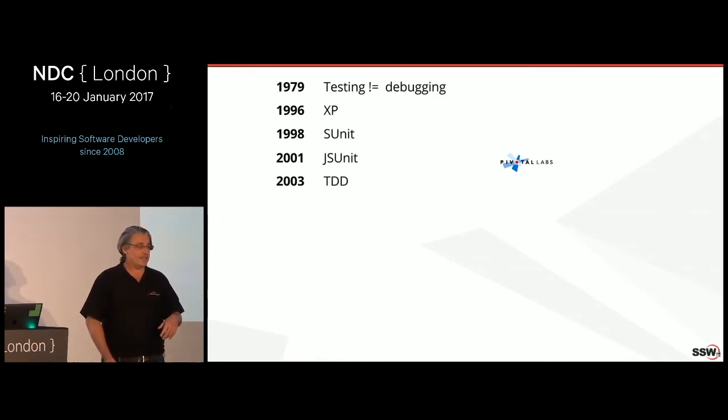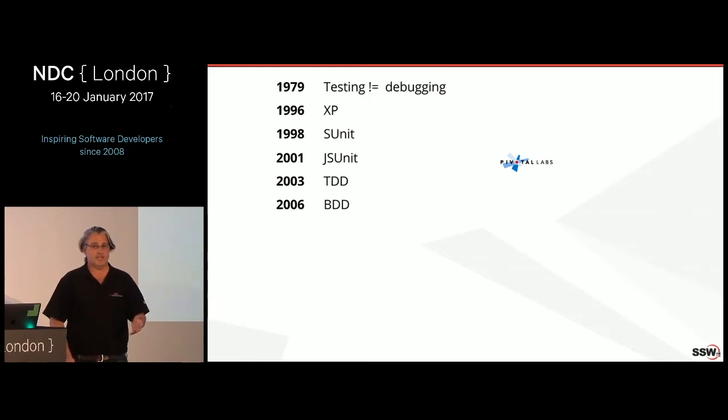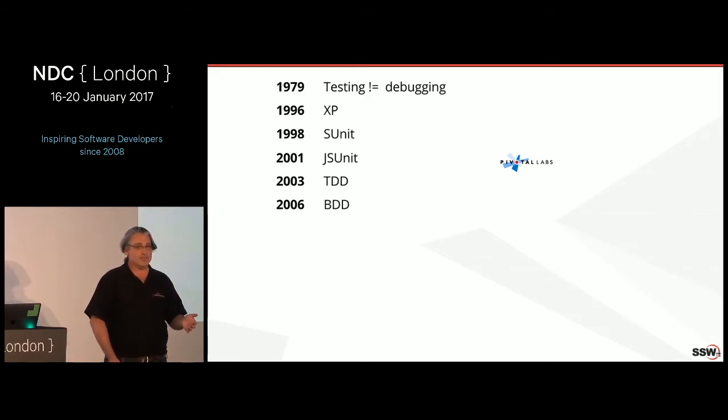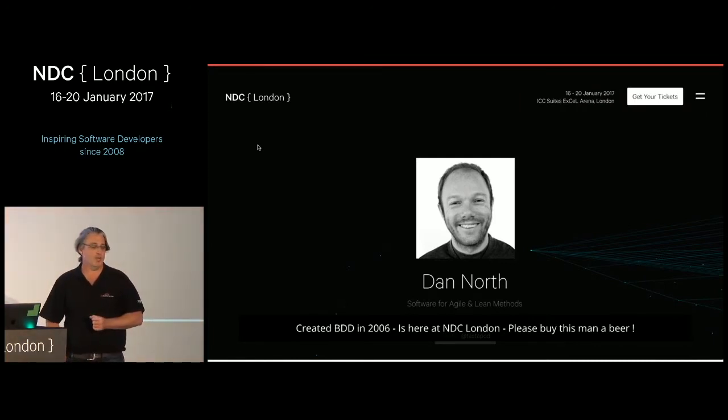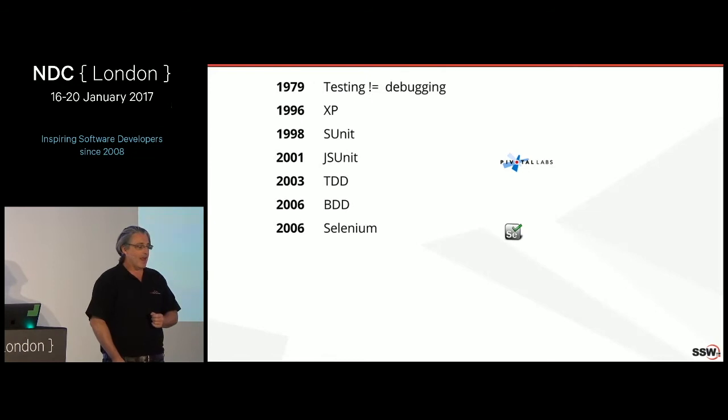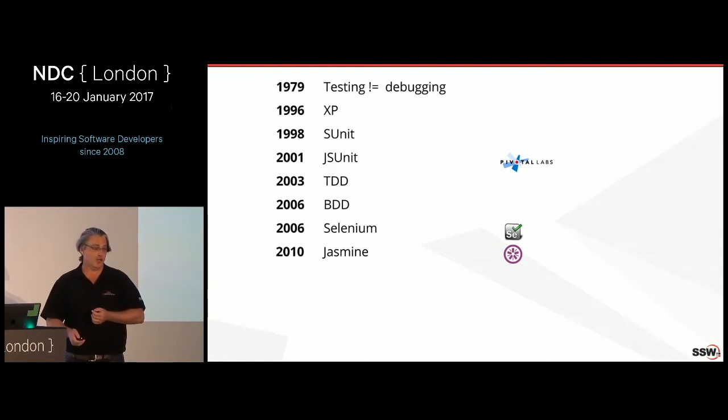In 2003, TDD, Test-Driven Development, started gaining a lot of popularity. In 2006, Dan North wrote about a new way of writing tests, an evolution of TDD with more human-readable tests, for behaviour-driven development. Dan's actually at the conference, so if you see him, make sure you buy him a beer. And then in 2006, we got Selenium for running our end-to-end tests. In 2010, we got Jasmine, which was by Pivotal Labs again, and that was the updated version of JSUnit.